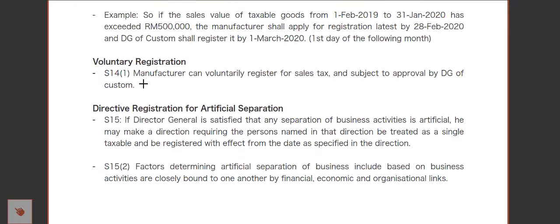Okay, now there is this system called a voluntary registration. Okay, what is the voluntary registration? Voluntary registration is before your sales of taxable goods have reached the threshold, you want to be registered. So you want to ask to be registered. So that's called voluntary registration.